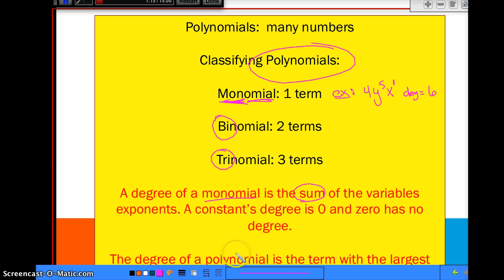Down below, the degree of a polynomial, which would refer to anything more than one term, is the term with the largest exponent. It got cut off there. But for example, if I had 4x squared plus 3x minus 5, the degree of that polynomial or trinomial is equal to the highest exponent, which is the 2.